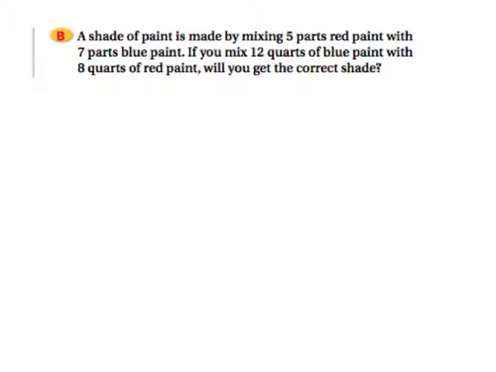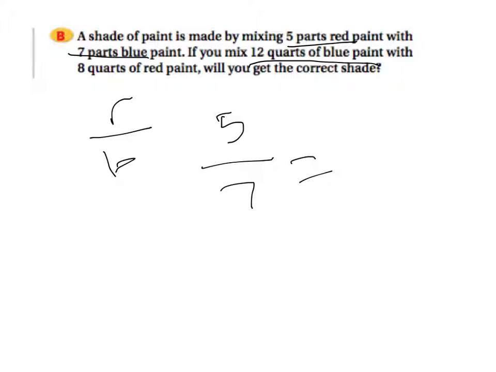Letter B. It says a shade of paint is made by mixing 5 parts red with 7 parts blue. If you mix 12 quarts of blue paint with 8 quarts of red paint, will you get the correct shade? So we're doing red part to blue. So 5 red parts, so 5 over 7 blue. Is that equal to 12 quarts of blue? We have to remember, where is blue? It's on the bottom. 12 over 8 quarts of red.